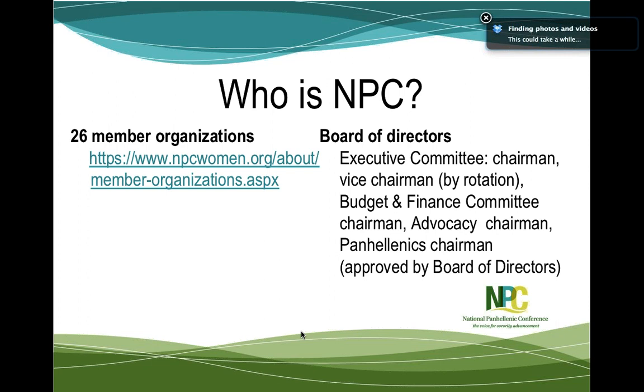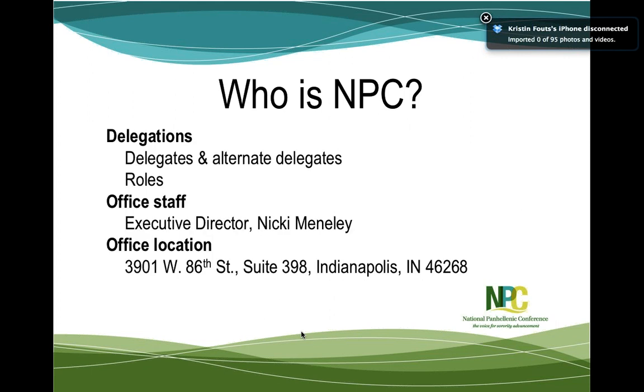The executive committee is comprised of a chairman. Currently, that chairman is Jean Morosic, who's a member of Chi Omega, a vice chairman, the budget and finance committee chairman, the advocacy chairman, and the Panhellenics chairman. Patty Gazelle currently serves as the college Panhellenics chairman. The chairman and the vice chairman operate by rotation. So again, right now, Chi Omega is in the chairman role, so it will be several years before a Kappa gets back into that seat.